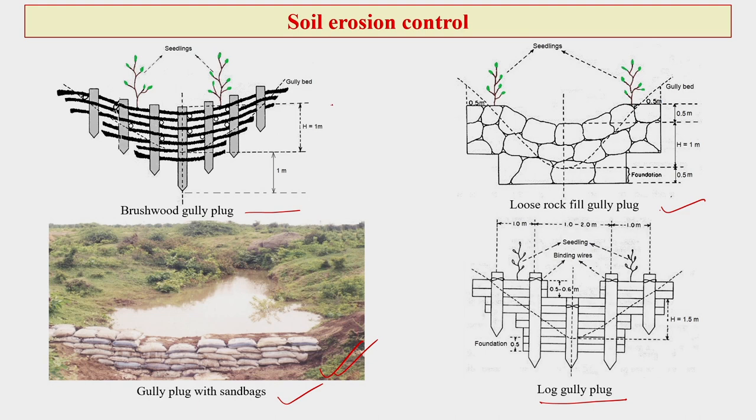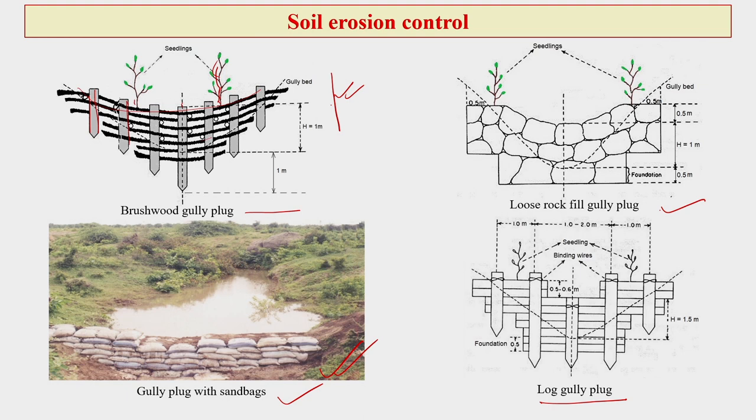Now, if you look at the brushwood gully plug, as it shows, there are certain planks being used. This can be made of bamboo in areas where bamboo is easily available. Otherwise, wooden planks can be used. This is the way that you plug the gully. The height of the center plank will be almost around 2 meters. You can also grow plants and seedlings on the other side of the gully plank, because that not only allows you to anchor the soil, but at the same time it also reduces the speed of water, and you could also get some useful product in that area.